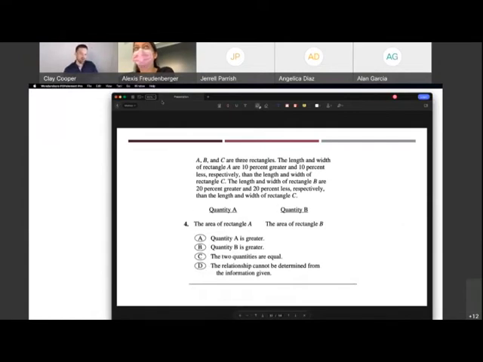Here we go. So first of all, what's the area formula for a rectangle? I think the area of a rectangle is its length times its width.